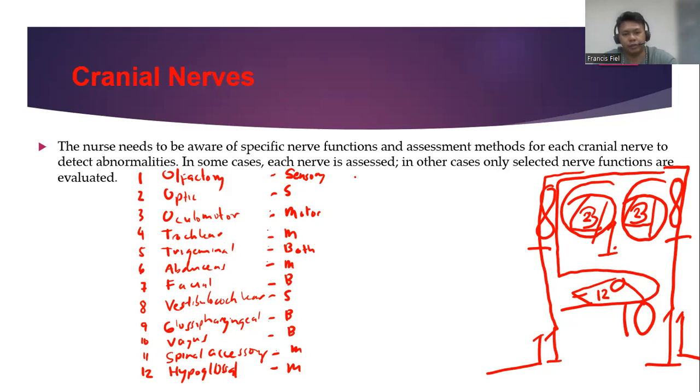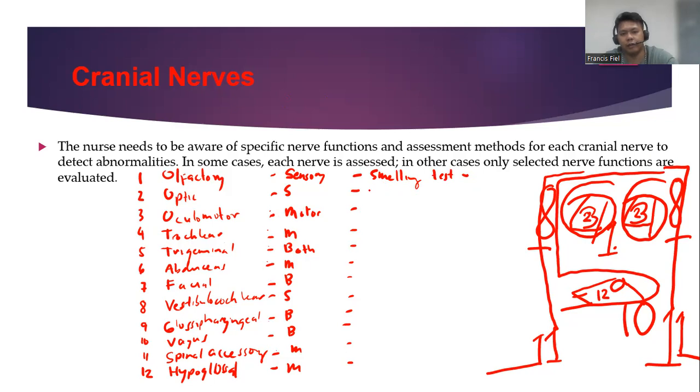So, for the assessment naman, 1 to 12. For the olfactory, you do a smelling test. You allow the client to smell something with the eyes closed and one nostril covered. Make sure to avoid letting the patient smell strong odors such as bleach, muriatic acid, or vinegar, because they are too strong.